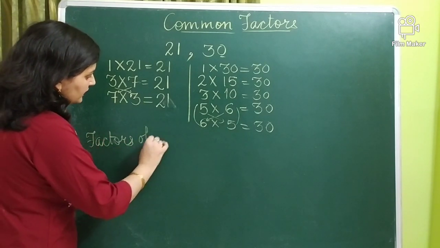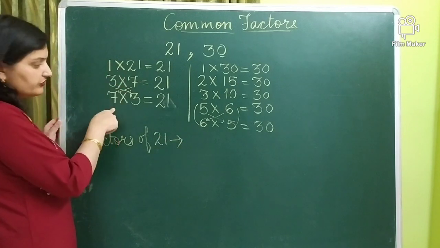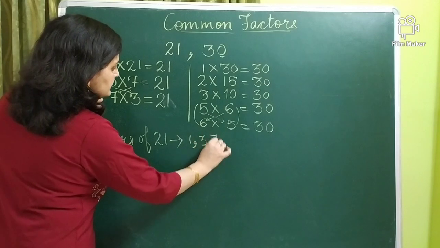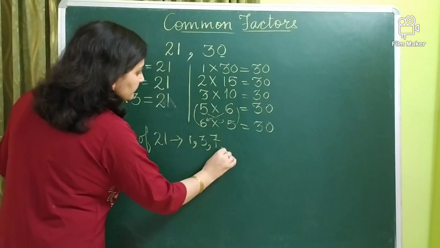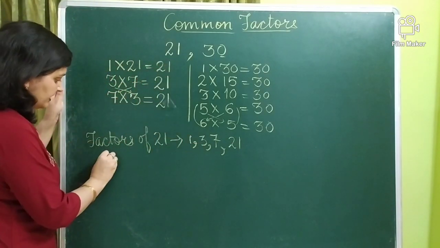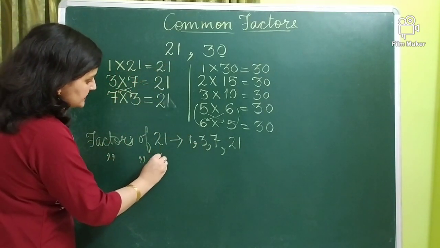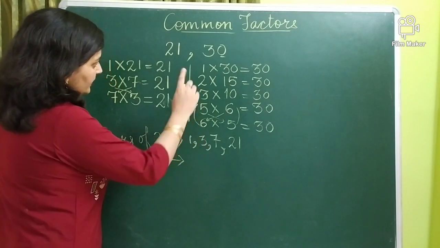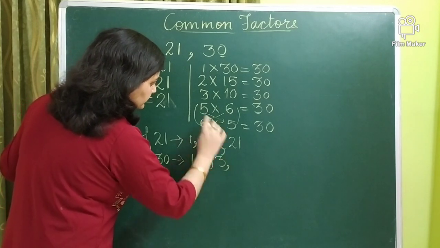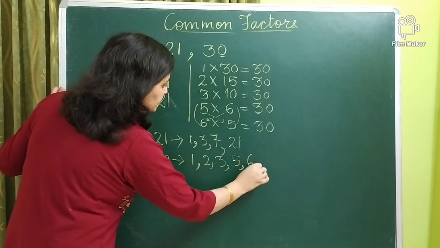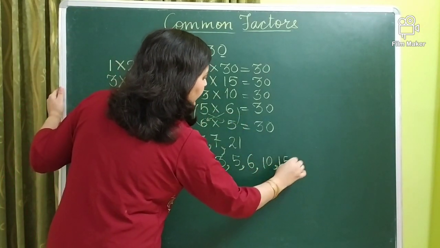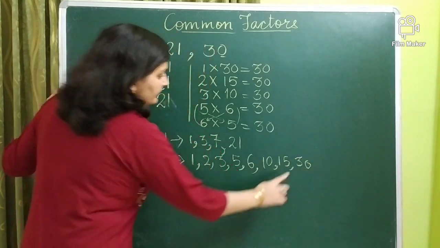Now we will write the factors of 21. Write down the factors of 21 from this table: 1, 3, 7 and then 21. So these 4 numbers are the factors of 21. Similarly, factors of 30: again 1, 2, 3, then 5, 6, 10, 15 and 30.